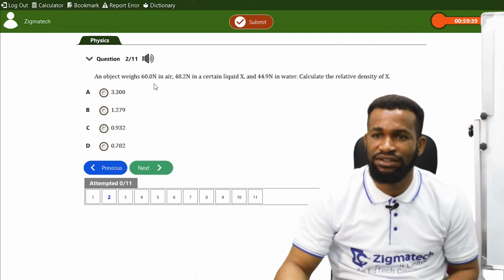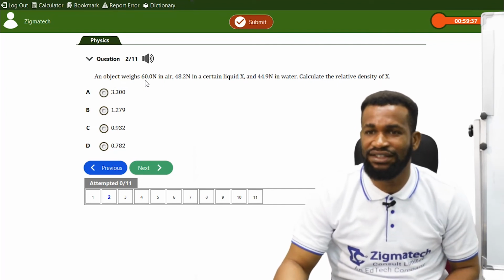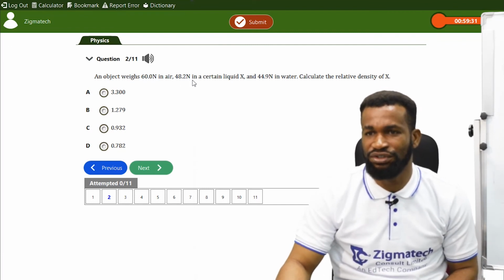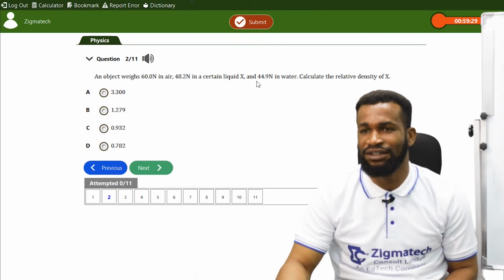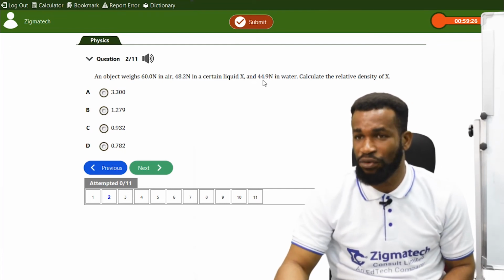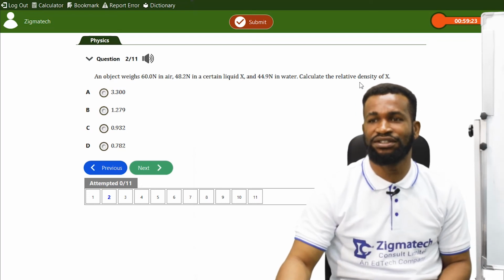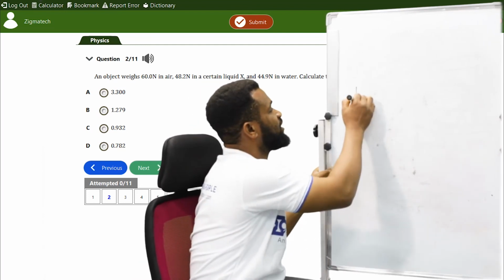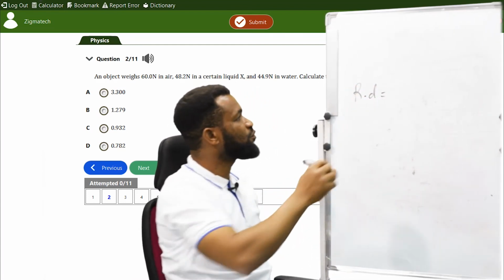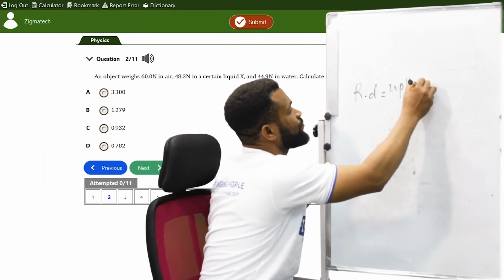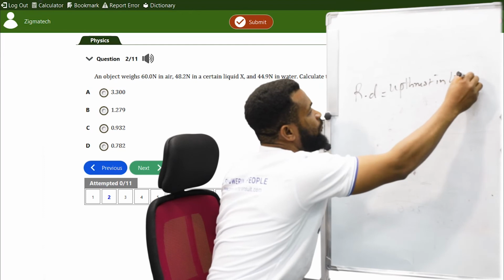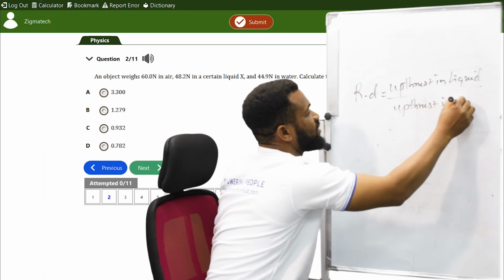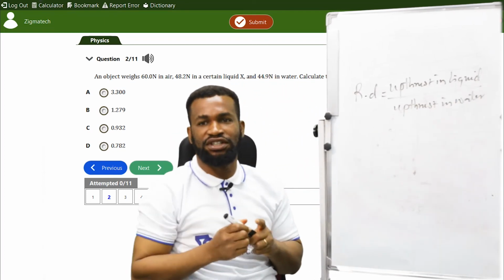You say the weight of an object is 60 Newton in air, 48.2 Newton in a certain liquid, and 44.9 Newton in water. Calculate the relative density of X. For us to be able to calculate the relative density, remember, relative density is upthrust in liquid over upthrust in water. So what is the upthrust in liquid?